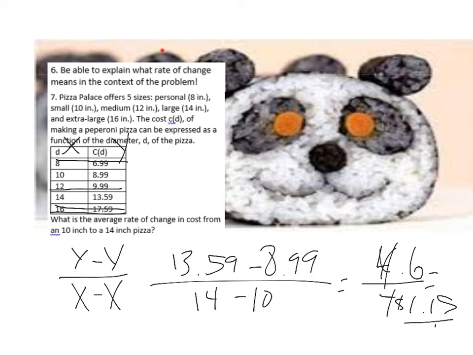So that's what it means to be able to explain what the rate of change means. And if you're having a hard time with that, just go back to what these labels tell you. What is this? What is this? It's this divided by that. And they tell you right there in the problem what they are. That takes a little bit of practice, but you should be able to explain it for the test.